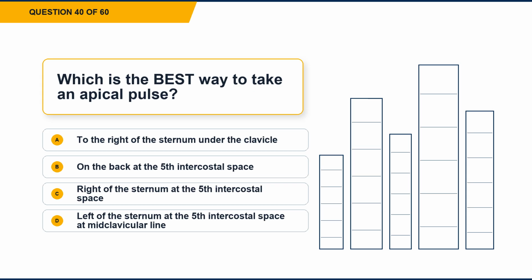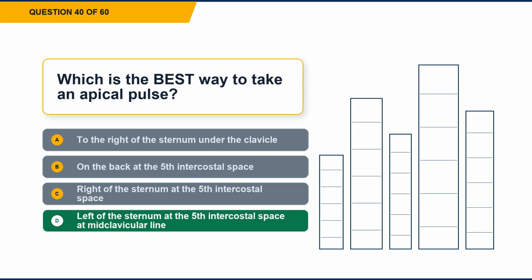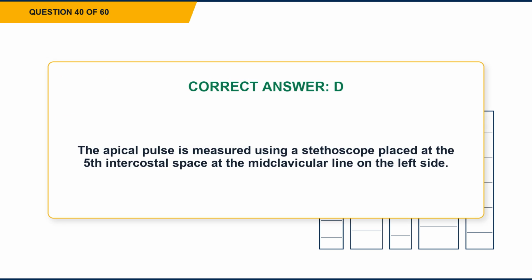Question 40. Which is the best way to take an apical pulse? Option A, to the right of the sternum under the clavicle. Option B, on the back at the 5th intercostal space. Option C, right of the sternum at the 5th intercostal space. Option D, left of the sternum at the 5th intercostal space at mid-clavicular line. The correct answer is option D. Explanation: the apical pulse is measured using a stethoscope placed at the 5th intercostal space at the mid-clavicular line on the left side.